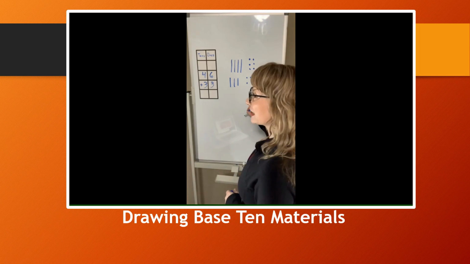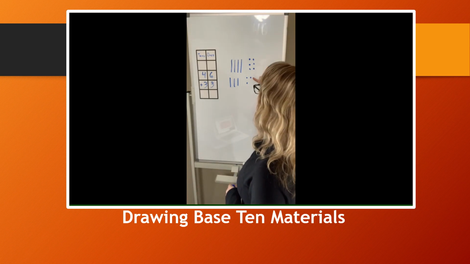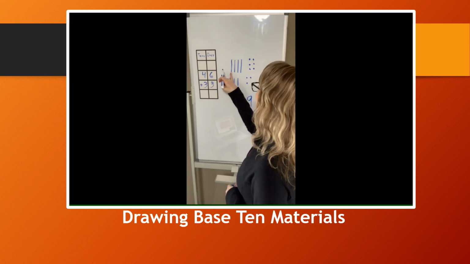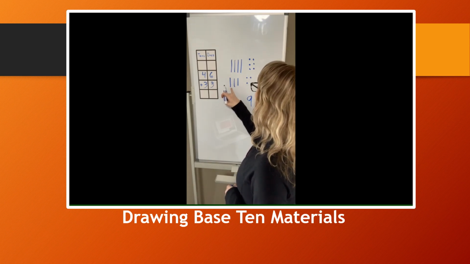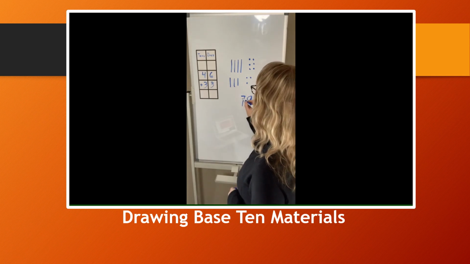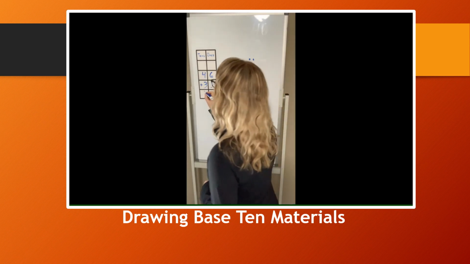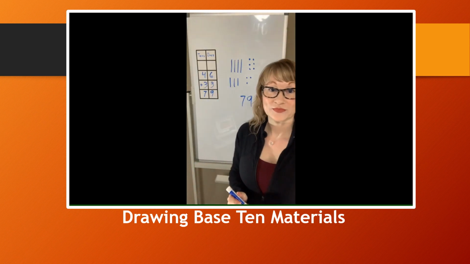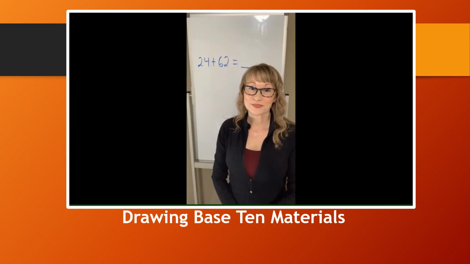We're going to put our ones together first. So 2, 4, 6, 8. One more is 9. Put our tens together. 1, 2, 3, 4, 5, 6, 7 is 70. 7 tens. Our total number is 79. And that's what that looks like.